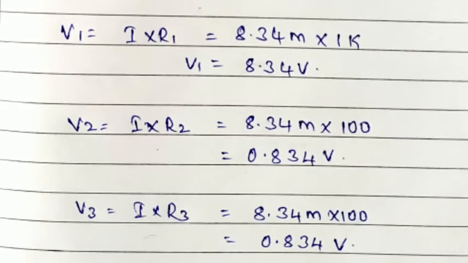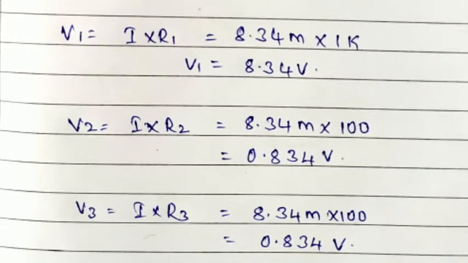Similarly, to calculate the voltage drop across the second resistor, V2 equals I into R2. It is 8.34 milli into 100, so it is 0.834 volts. Similarly, for the voltage drop across the third resistance R3, we get the same value, 0.834, as the R2 and R3 resistances are the same value.